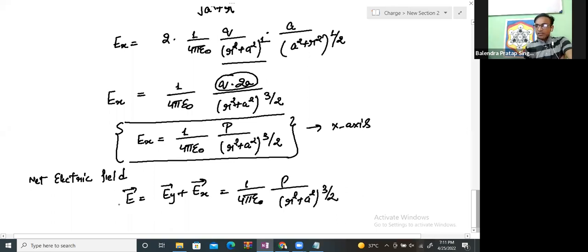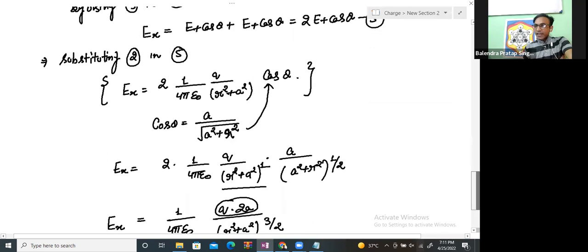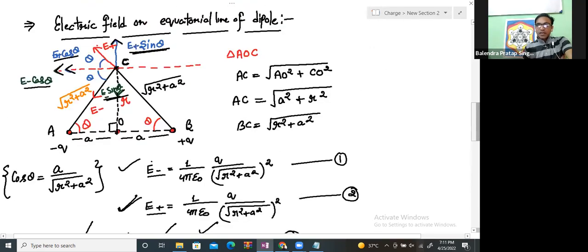Is it parallel to the electric dipole or anti-parallel to the electric dipole? What is the direction of this electric field? Ishima, can you tell me the direction of this electric dipole? I'm going to the diagram. Yeah, this is our diagram. Here, what is the direction of this electric field? The direction of electric field is from, sorry, first tell me the direction of the electric dipole.